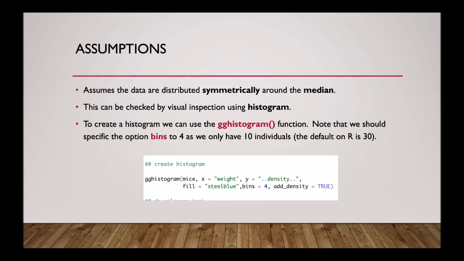The assumption of a one-sample Wilcoxon test is that the data are distributed symmetrically around the median. And you can check this by creating a histogram using the hist function, like so. Note that in this code we have changed the option bins to 4, as you can see here. And this is because our sample size is only 10, and the default in R is bins equals 30, so you'll probably run into an error.